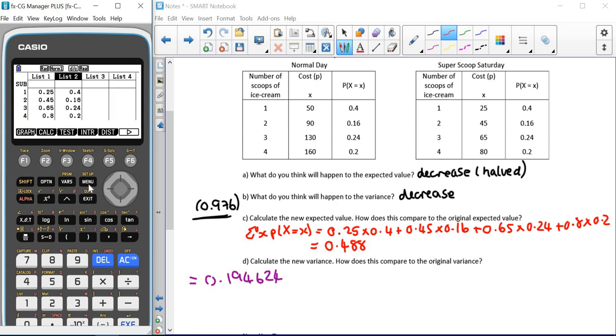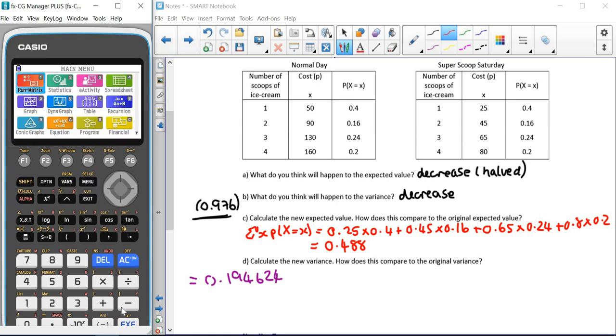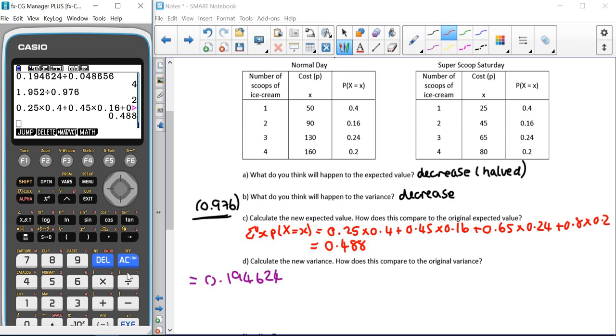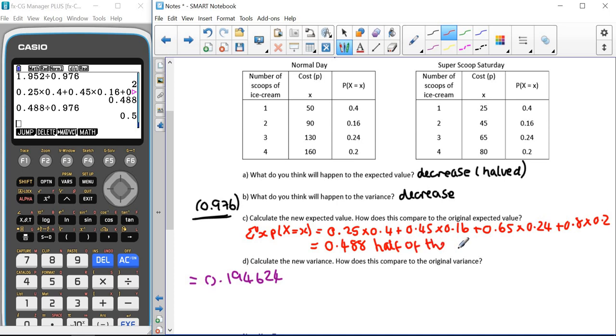So the second part of this question is asking us to compare our new value with our existing one. So we now have 0.488. If we divide that by our old value of 0.976, we get a half. So that shows that this is half of the original value, the original mean.